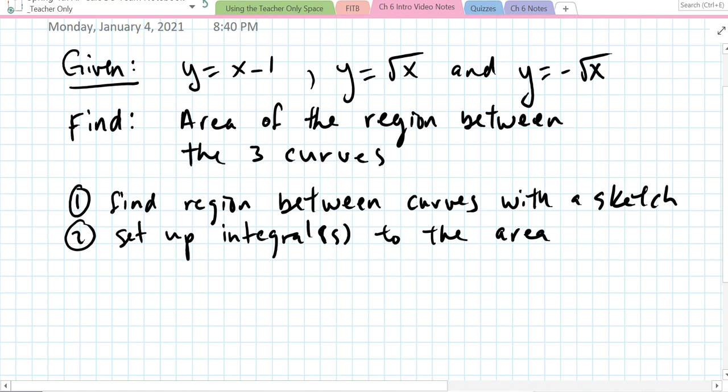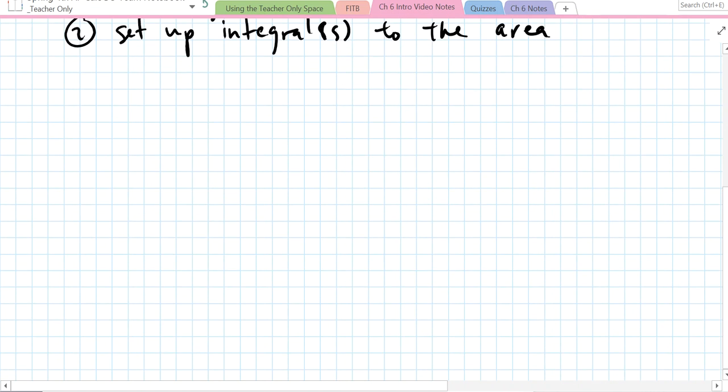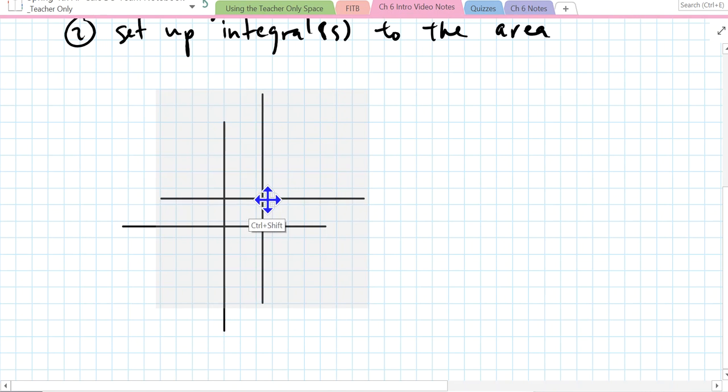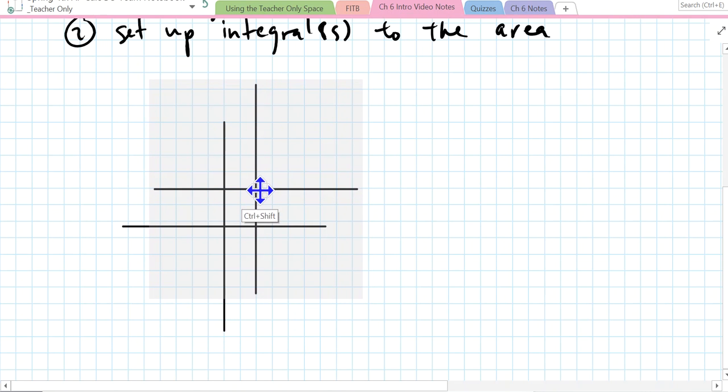Okay, so a favorite function and a line. This should be straightforward to graph, right? So we're just going to make a graph real fast. There we go. I'm just going to move it right here, and I'm going to sketch this.